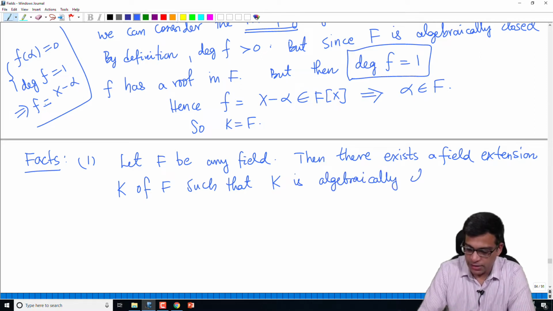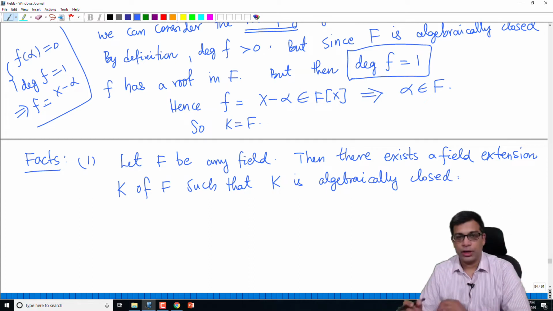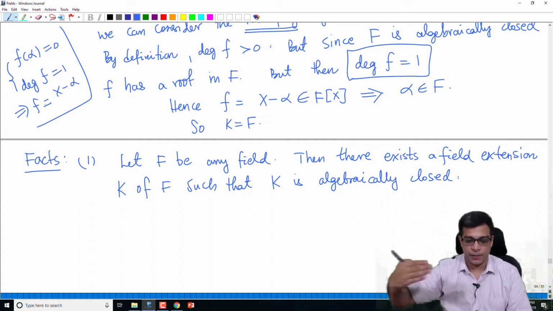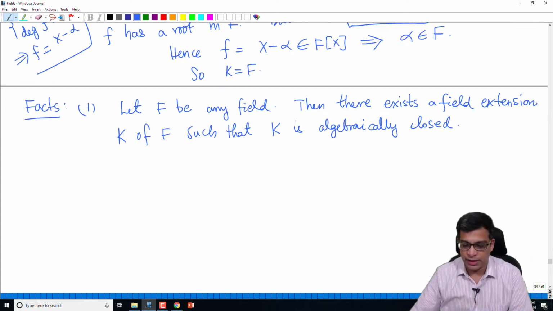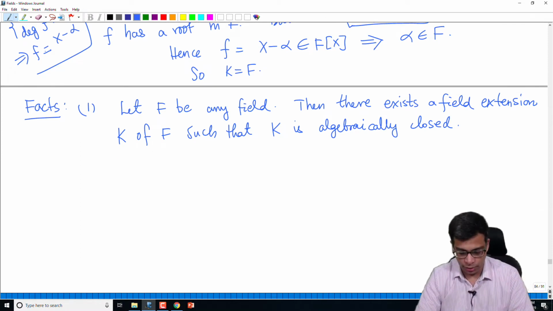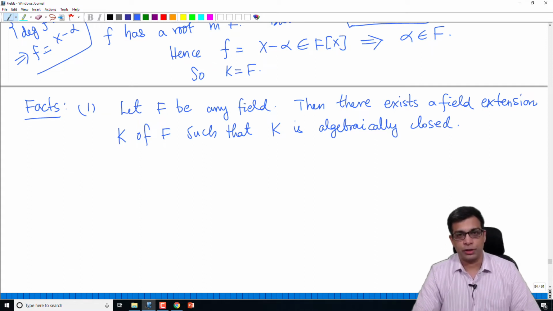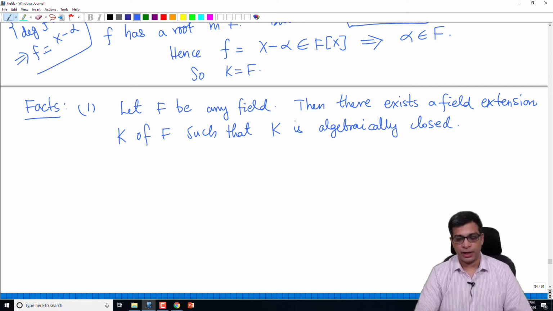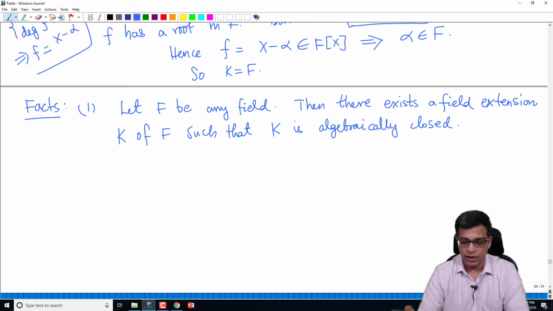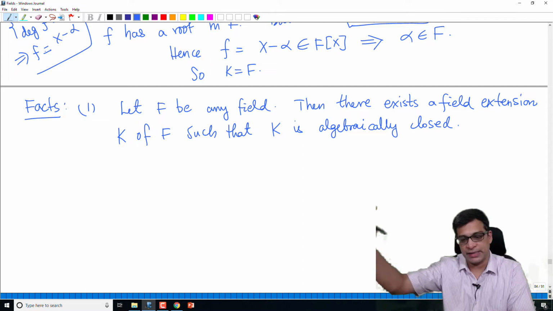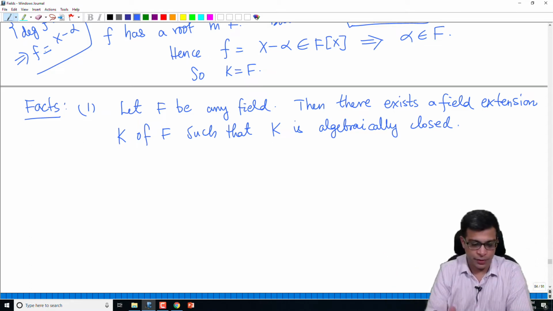So this fact says that every field sits inside an algebraically closed field. Okay, this is a construction that's not difficult. It requires some Zorn's lemma, that argument we have used in showing that there exists a maximal ideal in every ring, but it can be done. I do not have time to do this, but it's a fact that every field sits inside a big field which is algebraically closed. We can use this if needed in exercises.